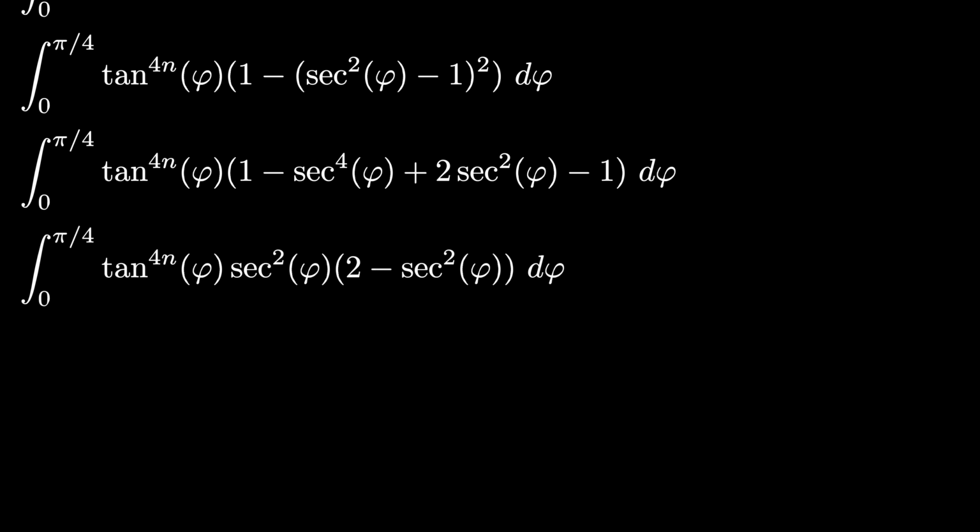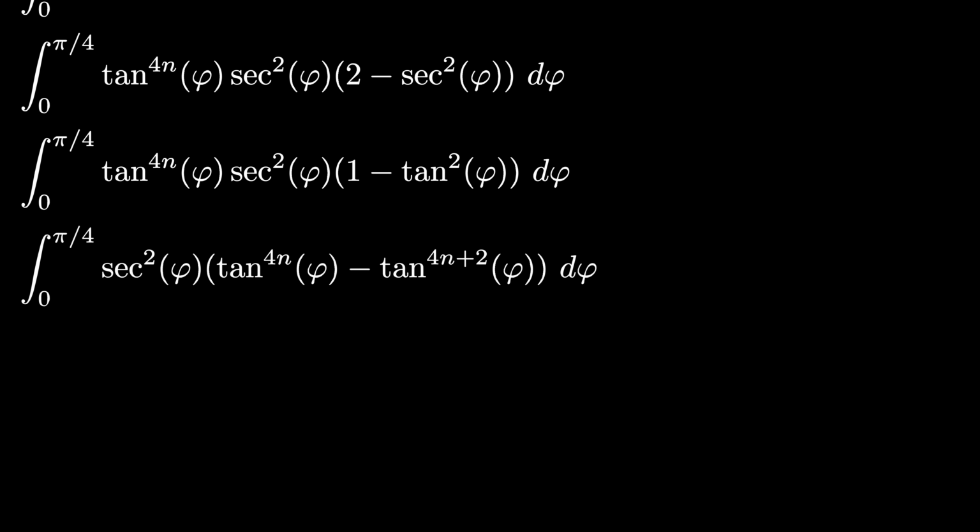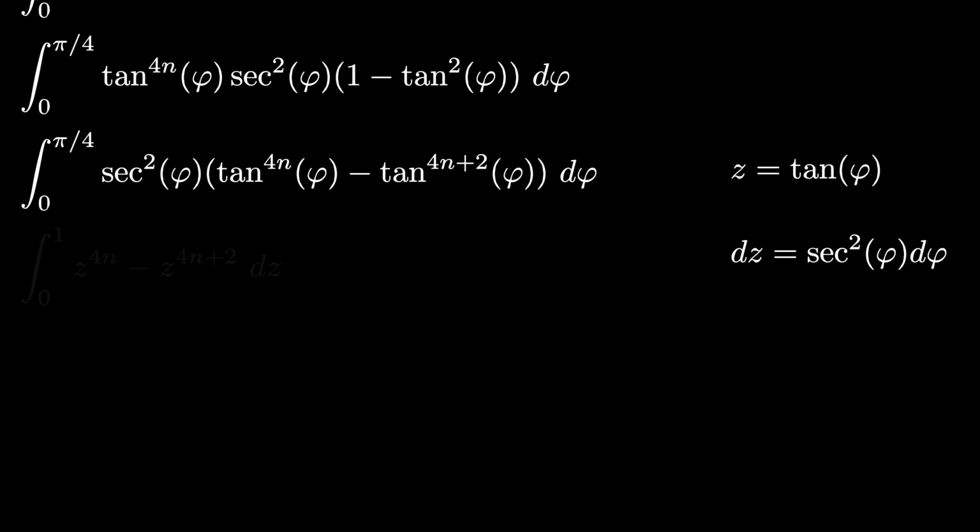Employing a trig identity for secant squared of phi, 2 minus secant squared of phi becomes 1 minus tangent squared of phi. And now we distribute tangent to the 4n of phi to the quantity 1 minus tangent squared of phi, resulting in the integral from 0 to pi over 4 of secant squared of phi times the quantity tangent to the 4n of phi minus tangent to the 4n plus 2 of phi d phi. To deal with this integral, we perform another substitution where we let z equal the tangent of phi, so that dz is secant squared of phi d phi. This substitution results in the integral from 0 to 1 of z to the 4n minus z to the 4n plus 2 dz.